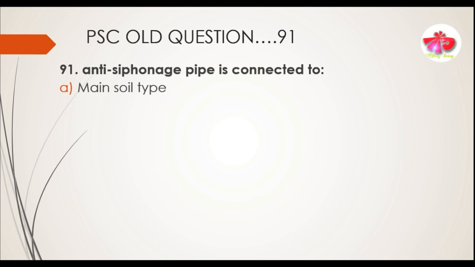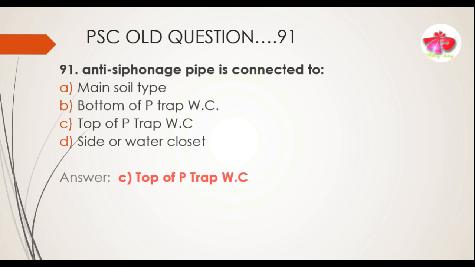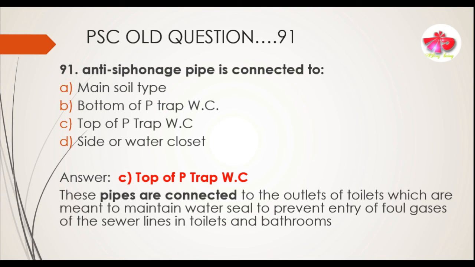Anti-siphonage pipe is connected to: option A, main soil pipe; option B, bottom of P trap water closet; option C, top of P trap water closet; and option D, side of water closet. So option C, that is top of P trap water closet, will be the correct answer. These pipes are connected to the outlets of toilets, which are meant to maintain water seal to prevent entry of foul gases of the sewer lines in toilets and bathrooms.